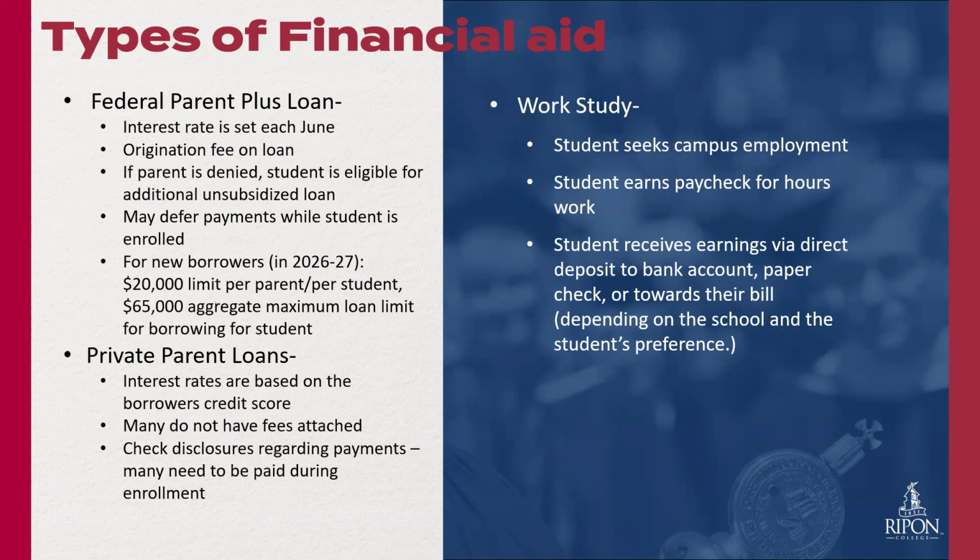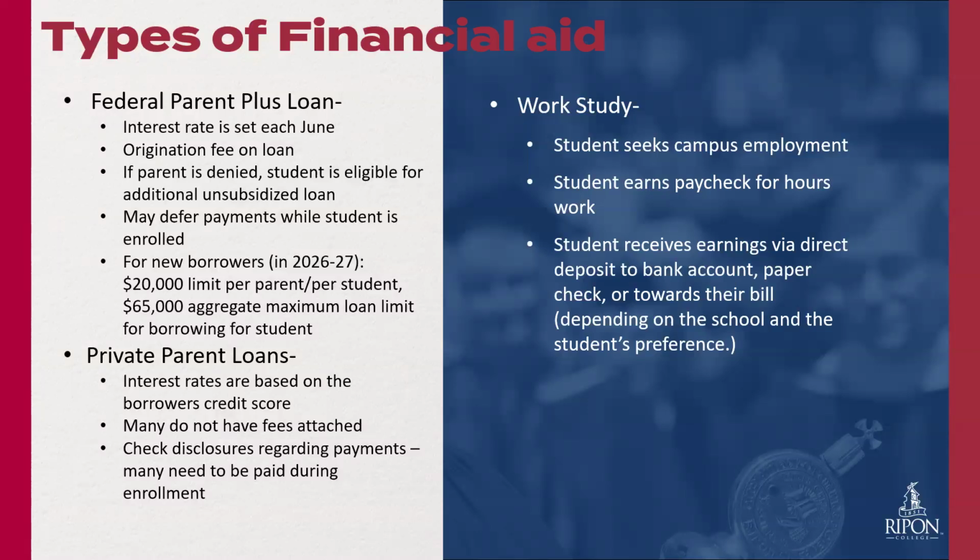Other types of loans would include parent loans. There's a federal Parent Plus loan, and there are private parent loans. For the federal Parent Plus loan, the student does also have to have a FAFSA filed in order for the parent to be eligible. Interest rates work similarly. They're announced in June. There's an origination fee on them, and payments could be deferred while the student is enrolled.